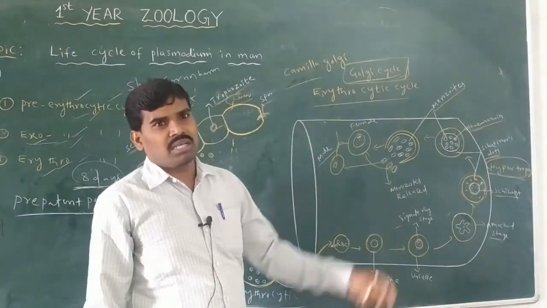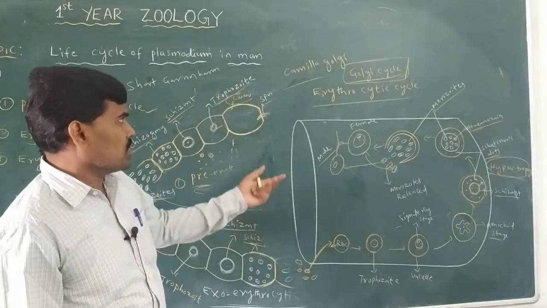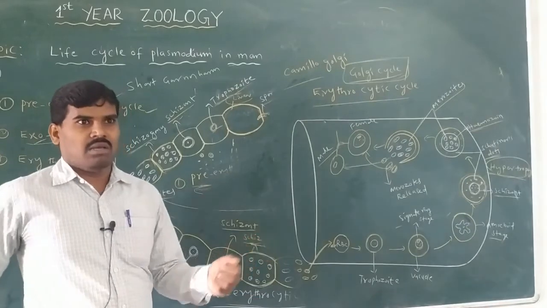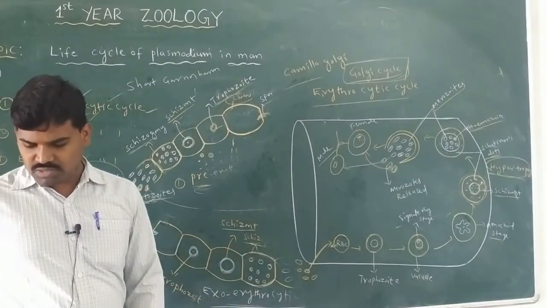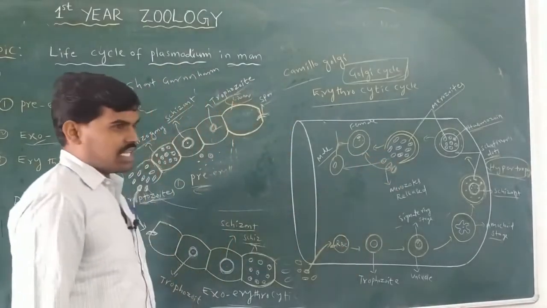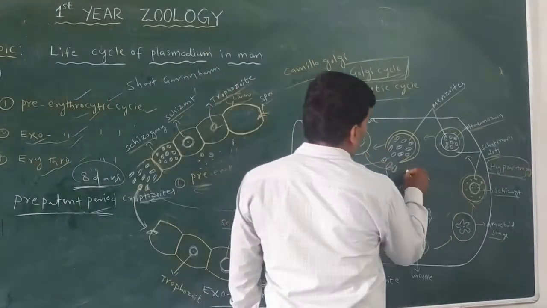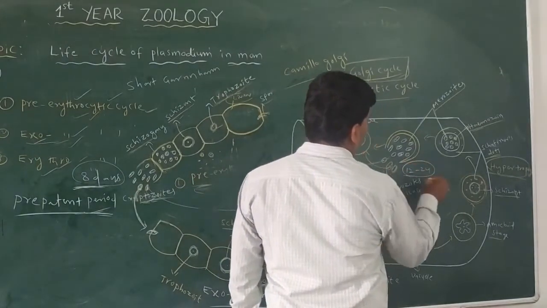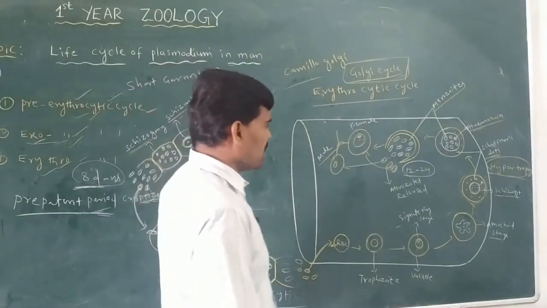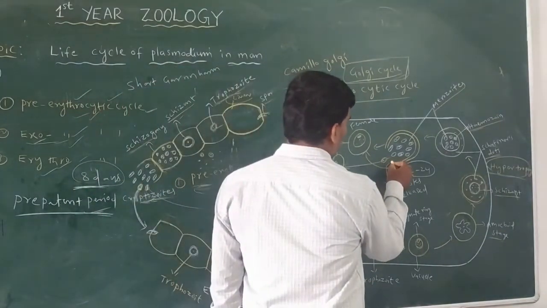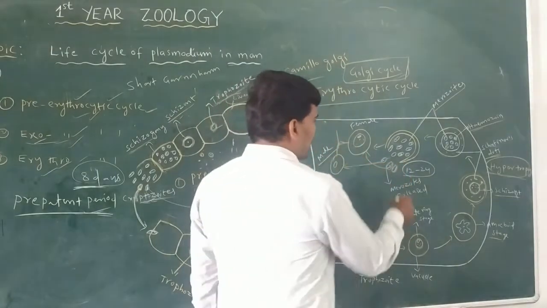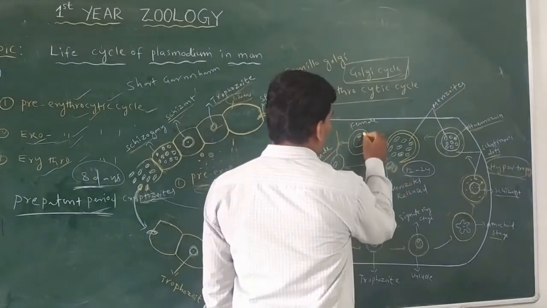Then after the growth and development of Plasmodium vivax continues, 12 to 24 merozoites are sometimes released into the blood. There are two types of merozoites, small and big. The small-sized merozoites are called male gametes, and the big-sized merozoites are called female gametes.